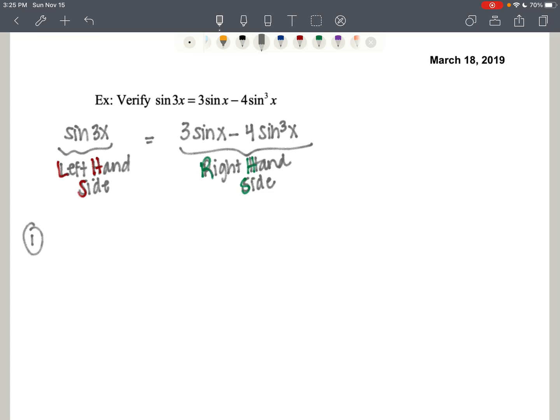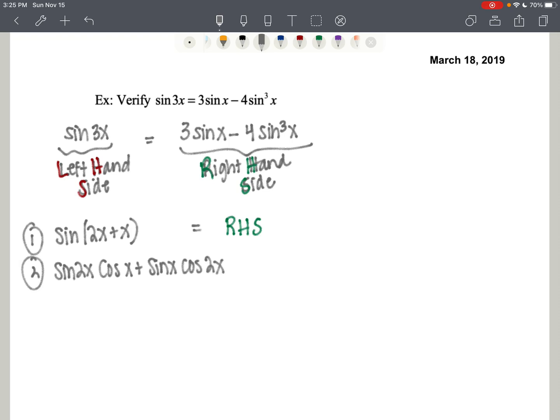So my first step is, which side do I want to change? I think I'm going to work with the left-hand side. The reason I'm going to work with the left-hand side is because I can change the sine of 3x to be the sine of 2x plus x. So now I'm going to go back into that toolkit and pull out the sum formula, the sine of 2x plus x. And I'm going to want that to equal the right-hand side. I'm just going to put RHS for now. So step 2, using my sum formula, the sine of 2x times the cosine of x plus the sine of x times the cosine of 2x. That's going to equal the right-hand side.